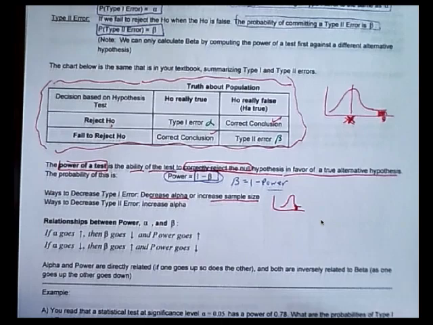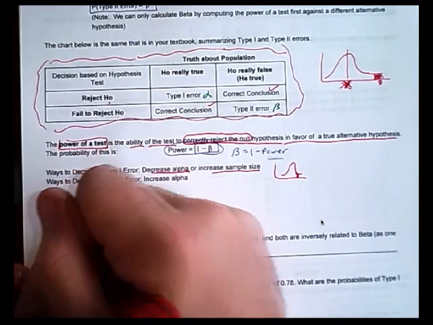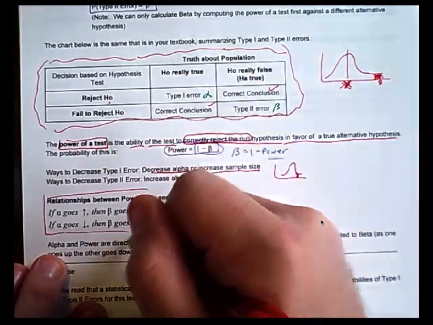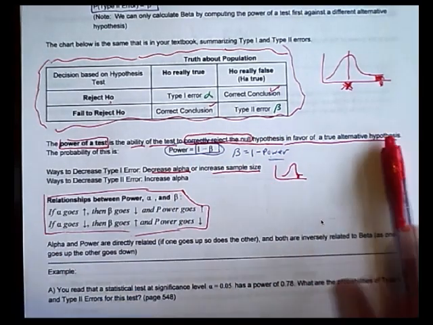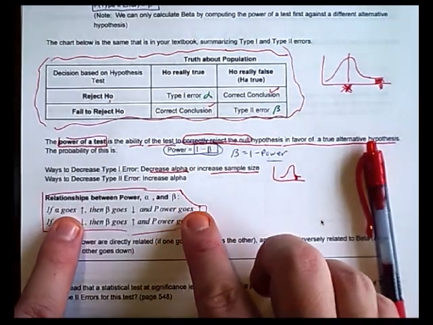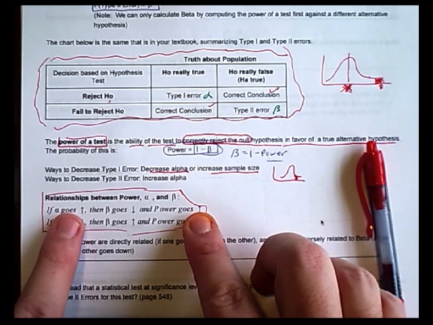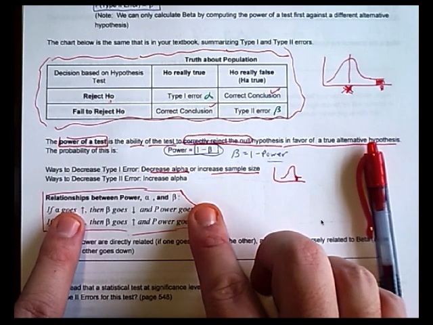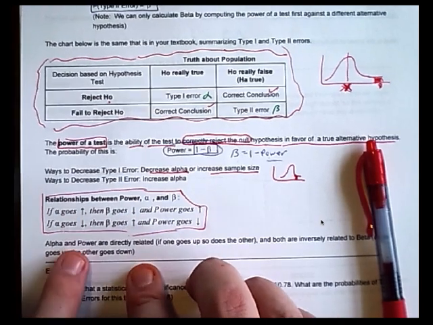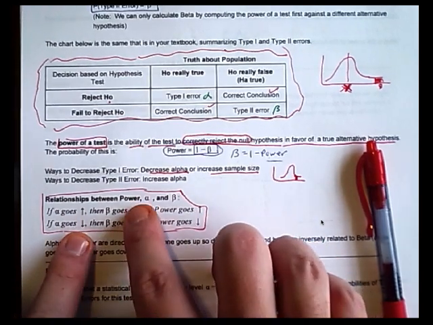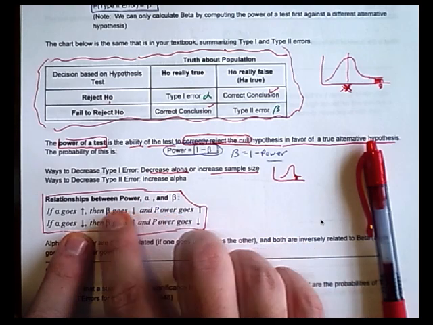So what's important to know is the relationship between alpha, beta, and power. If you notice here, there's a direct relationship between alpha and power. As alpha goes up, power goes up. There's an inverse relationship to beta. If alpha goes down, power goes down, and beta goes up. So it's sacrificing one or the other.